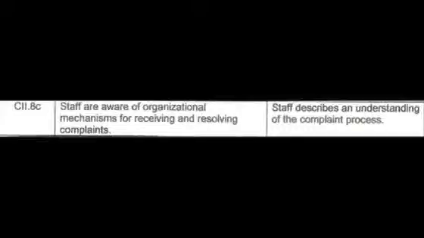And I think I will do one more in this short series, which is C2.8C, that staff are aware of organizational mechanisms for receiving and resolving complaints, because it's so perfect for what I just shared with you. What do I ask in IDG right after I ask, are there any infections I don't already know about? You're right. Are there any complaints we already have not discussed? That's what the surveyors are looking for.